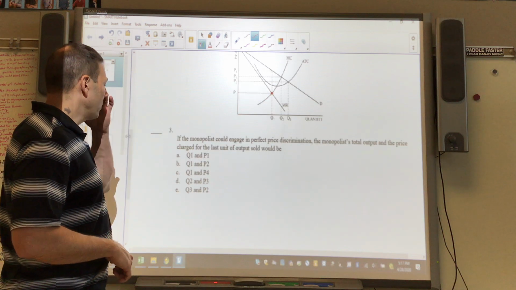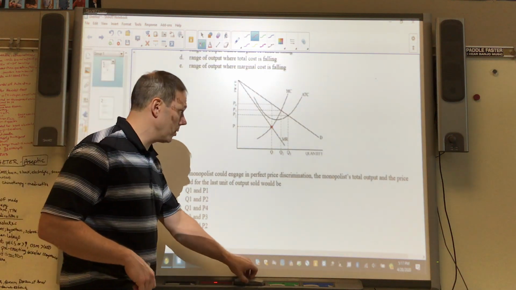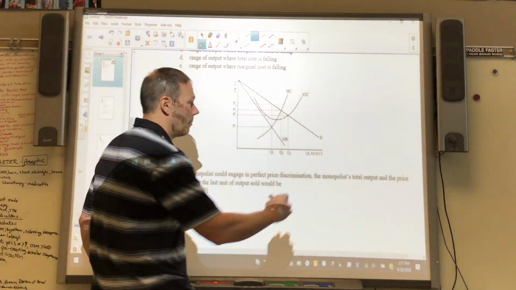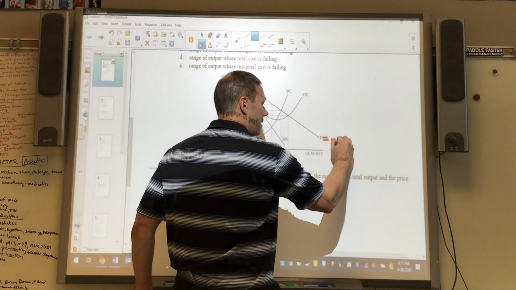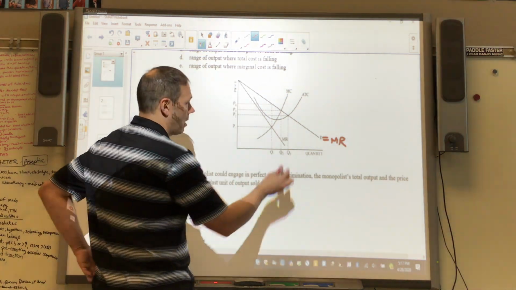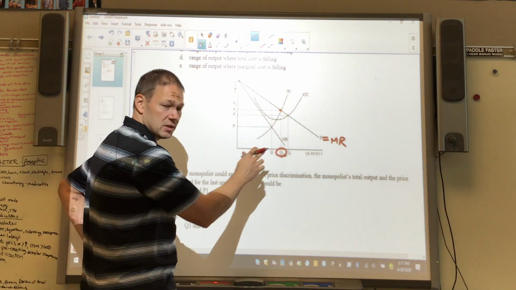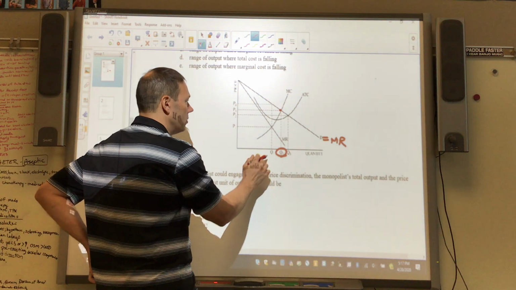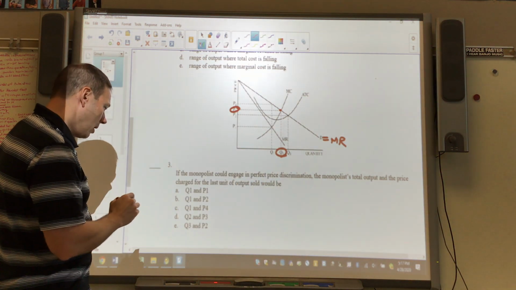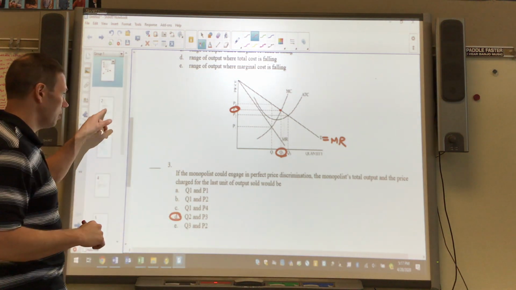All right, let's look at number three. If the monopolist could engage in perfect price discrimination. Well, remember, if they perfectly price discriminate, what's the big thing that happens? The demand curve becomes the same as the MR curve. Well, if demand is MR, and you always produce where MR equals MC, that means you're going to produce right here at a quantity of, it's kind of hard to read on my screen here, but Q2, and at a price of, I believe that's P3.